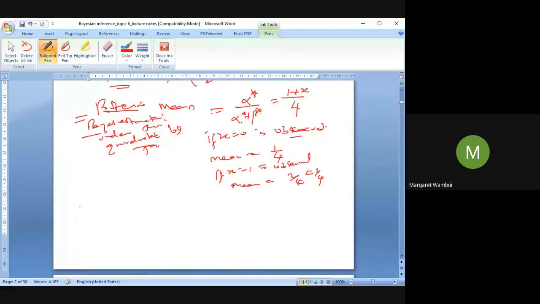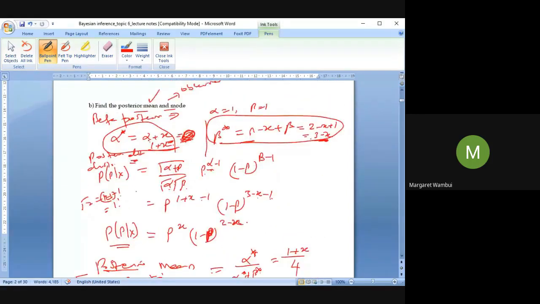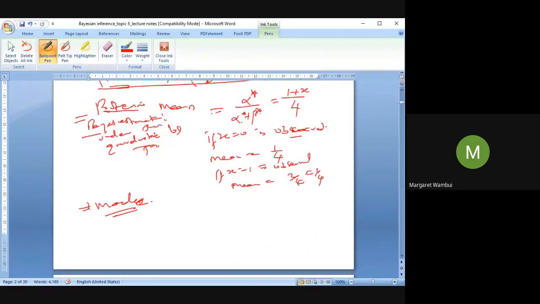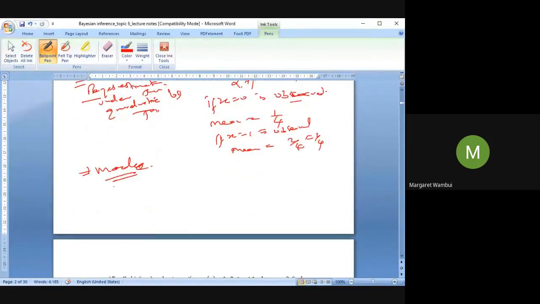Then the next thing is to get the mode. So we need to find the mode for this beta posterior. Now we've already seen our posterior distribution is this. Beautiful. So we would want to find out what is the mode of this distribution. So the question now comes up, how do we compute the mode? Remember, this is a continuous case.